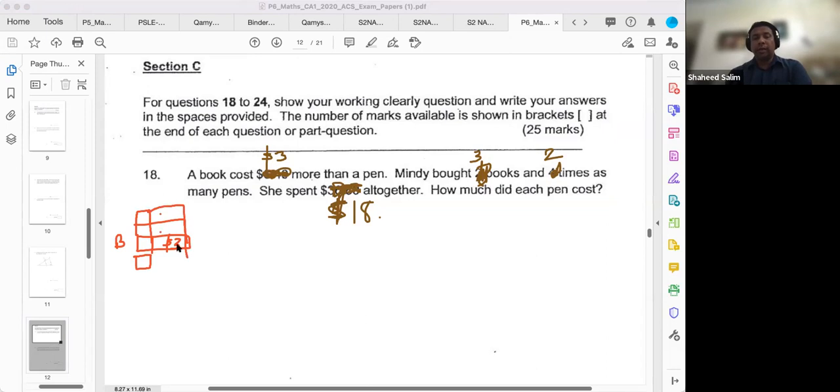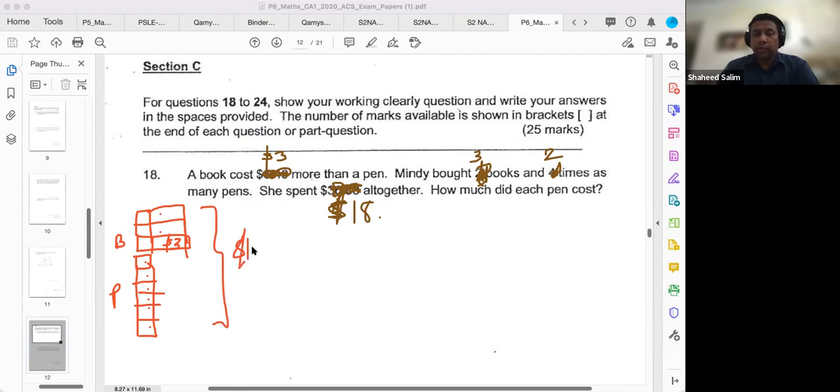$3, $3, and $9 here. Books, 2 times 3. If there's 3 books, 2 times 3 is how many? 6 books. So we draw another 5 more. So there's 1, 2, 3, 4, 5, 6 pens and 3 books. You understand the model so far? This whole thing is equal to $18.